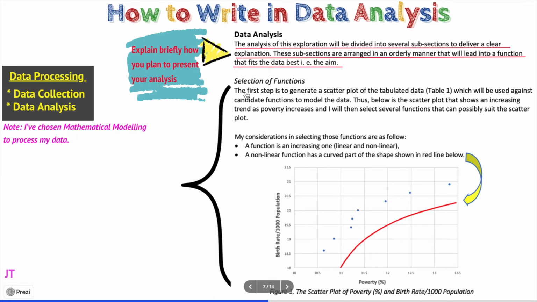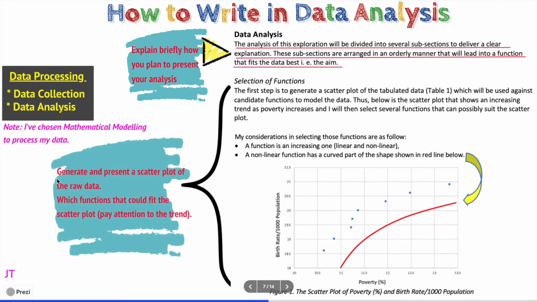So here the first subsection is selection of function. Keep in mind, mathematical modeling, in short, is trying to find a function to fit your scatter plot. So this is the scatter plot. That's the first thing you have to do: generate and present a scatter plot of the raw data. This is from the previous table, and this is called a scatter plot. You are trying to fit other functions to your data and choose which one is the best. That's basically mathematical modeling.